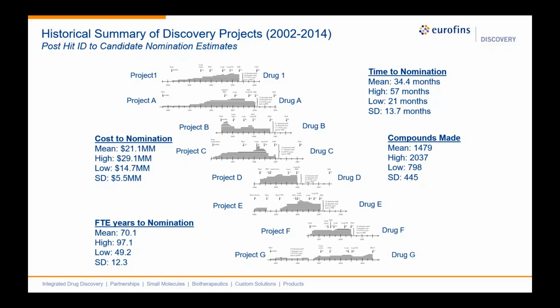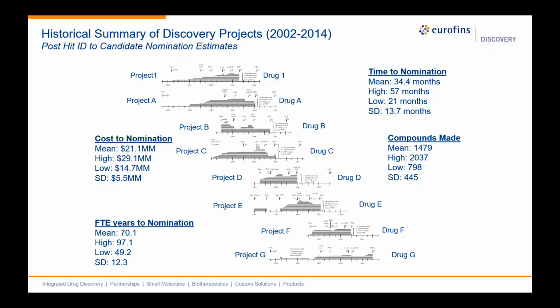The average project length was about 3 years. We had some projects that were almost 5 years. The fastest one was just a little bit less than 2 years. The number of compounds we made in every project varied quite a bit. The average was about 1,500 compounds. The high was over 2,000, and the low was somewhere less than 800. And these are compounds that are custom made by medicinal chemists for the project, not purchased off the shelf anywhere.